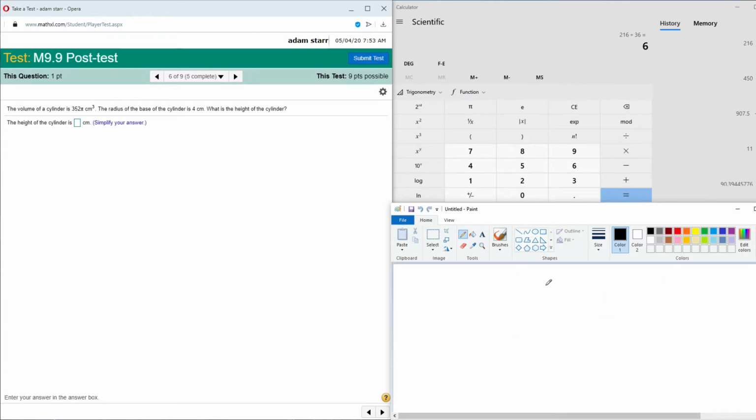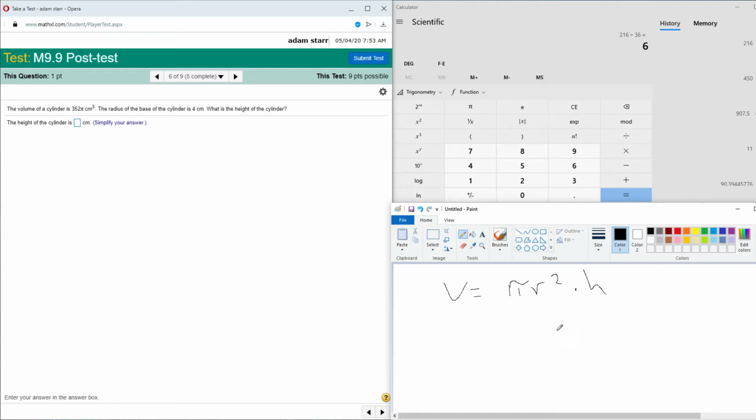Okay, next question, we have the volume of a cylinder is 352 pi cubic centimeters. The radius of the base of the cylinder is 4 centimeters. What is the height of the cylinder? So we have the volume, we have the radius, and it's asking for the height of a cylinder. Volume of a cylinder is pi r squared times the height.